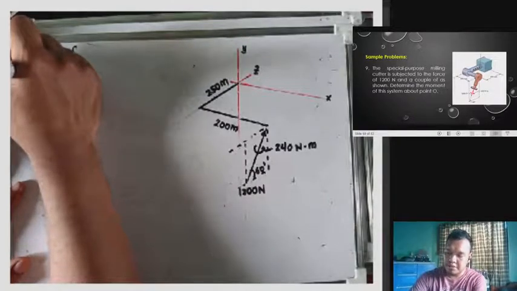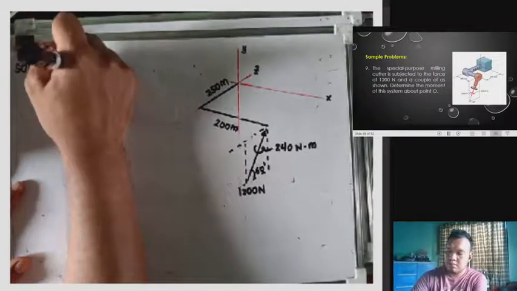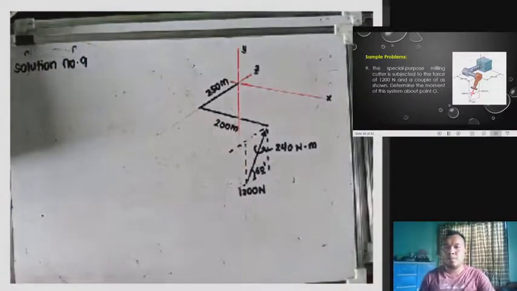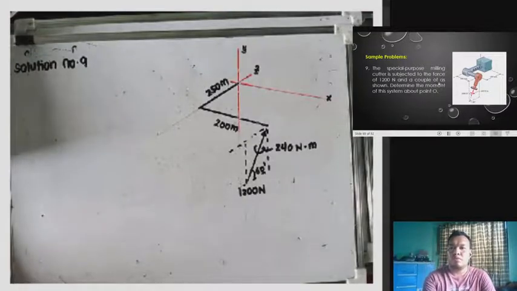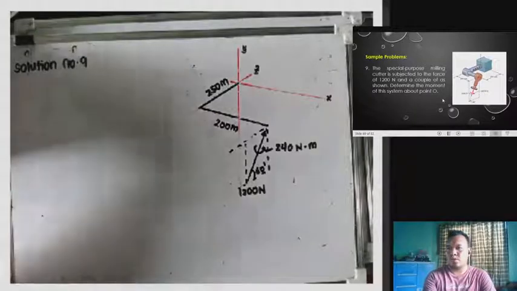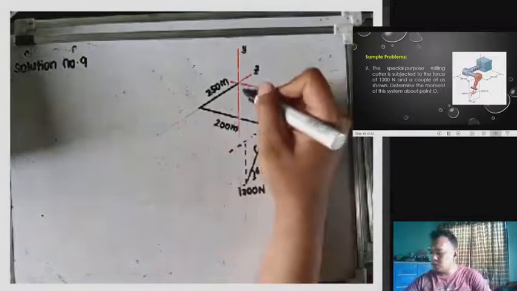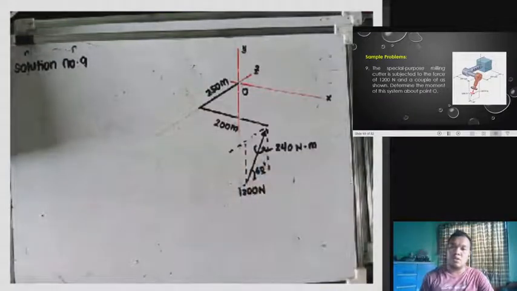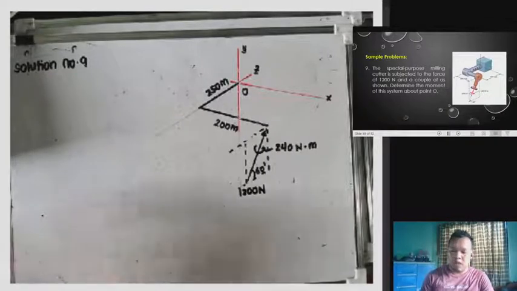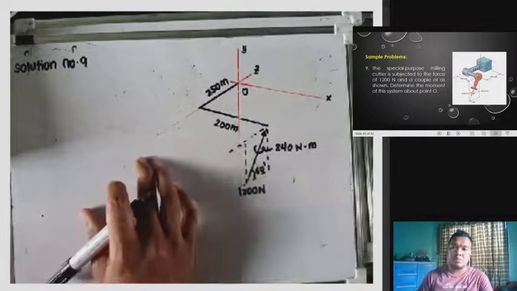Okay, solution number 9. So, the special purpose milling cutter is subjected to a force of 1,200 Newton and a couple of 240 Newton meter as shown. Determine the moment of this system about point O. So, yung point O natin is itong nandito. Then, ito, we have here force which is 1,200 Newton and couple moment of 240. So, ito si point O. So, ito is i-moment lang po natin doon, no? So, pinapahanap daw yung moment doon sa system natin at point O. So, lahat ng forces or lahat ng moment is papupuntahin natin sa point O, no?